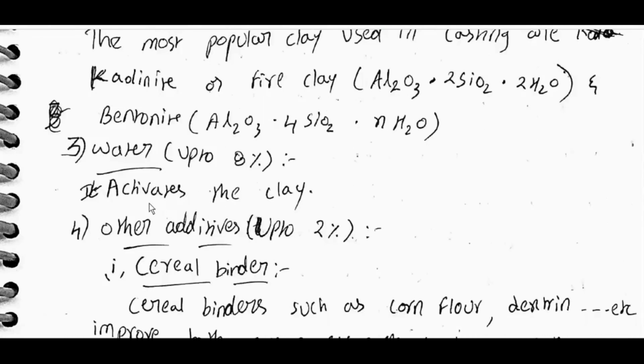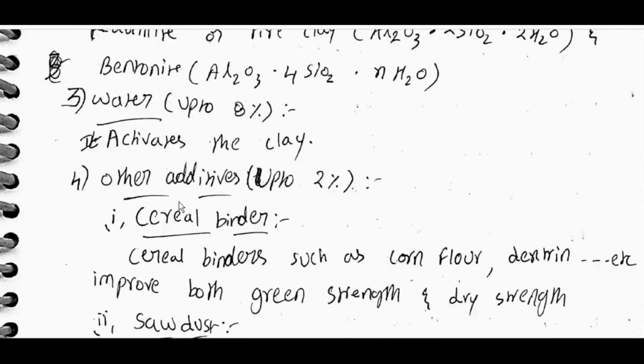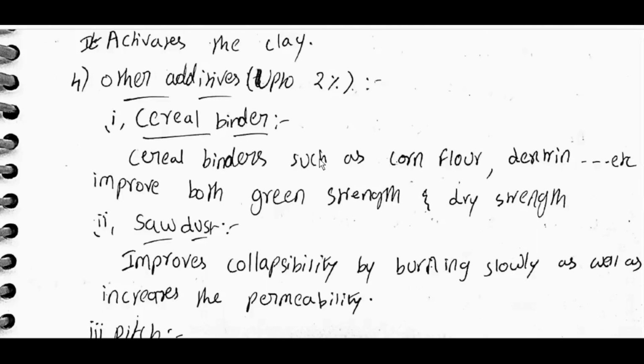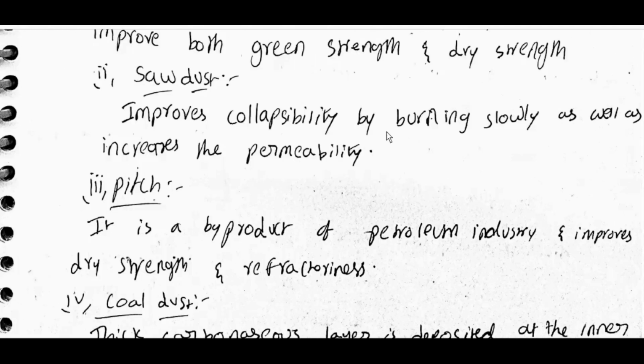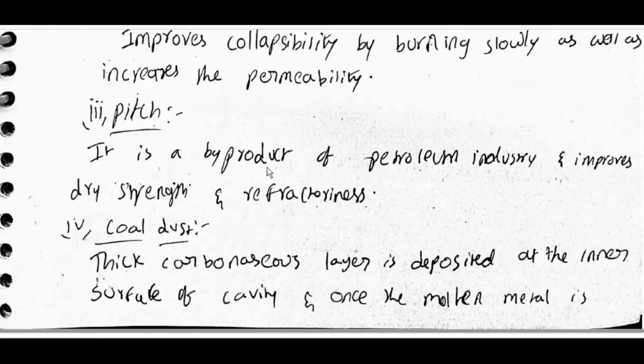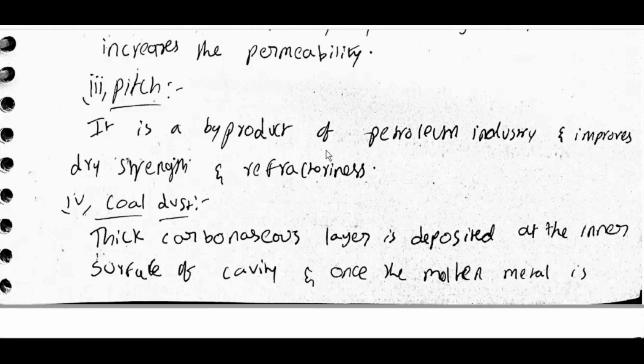Water up to 8%, it activates the clay. Other additives up to 2%. Cereal binders such as corn flour, dextrin, etc. improve both green strength and dry strength. Sawdust improves collapsibility by burning slowly as well as increases permeability. Pitch, a byproduct of the petroleum industry, improves dry strength and refractoriness.